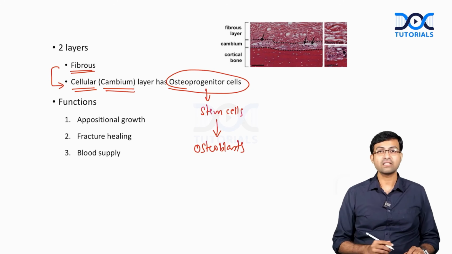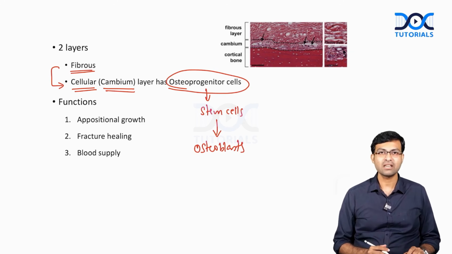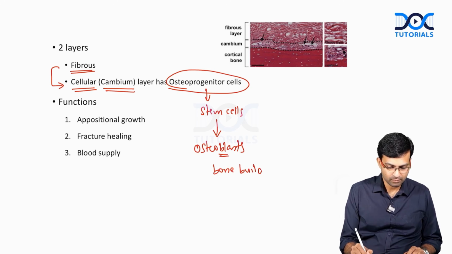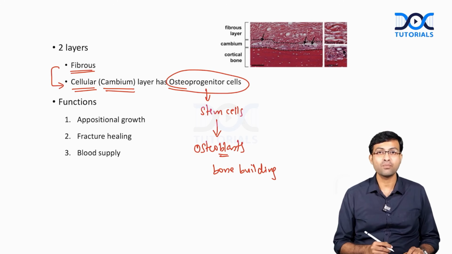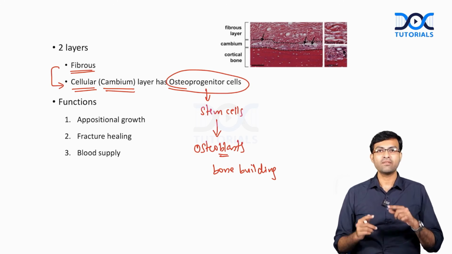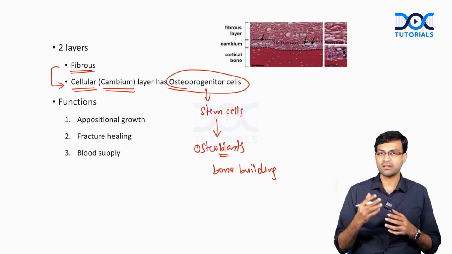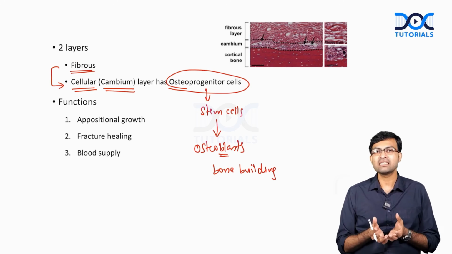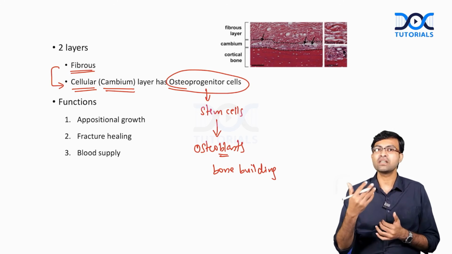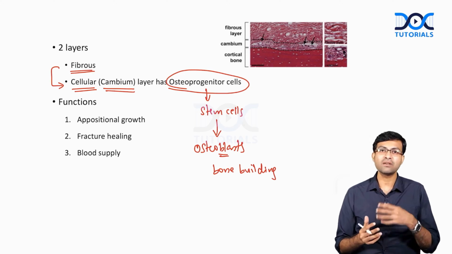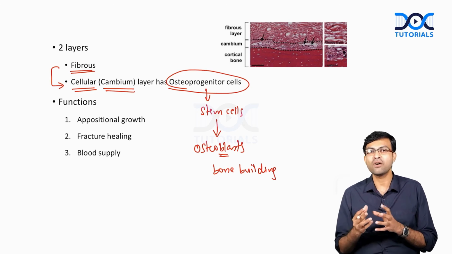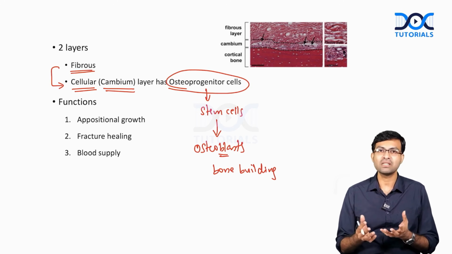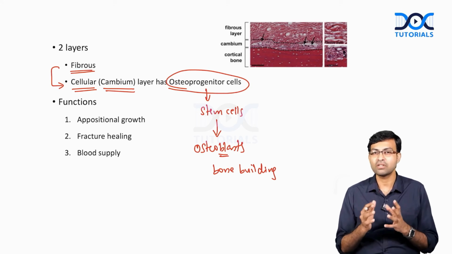And what are the functions of osteoblast? What is osteoblast? Remember, B for bone building. Osteoblasts are bone forming cells. So whenever there is a problem with the bone, if it is a fracture or even otherwise, when the bone has to grow, the osteoprogenitor cells in the periosteum will differentiate into osteoblasts, and the osteoblast, being the bone building cell, will lay down new bone. So unless there is an adequate amount of periosteum and osteoprogenitor cells, these things do not happen properly.